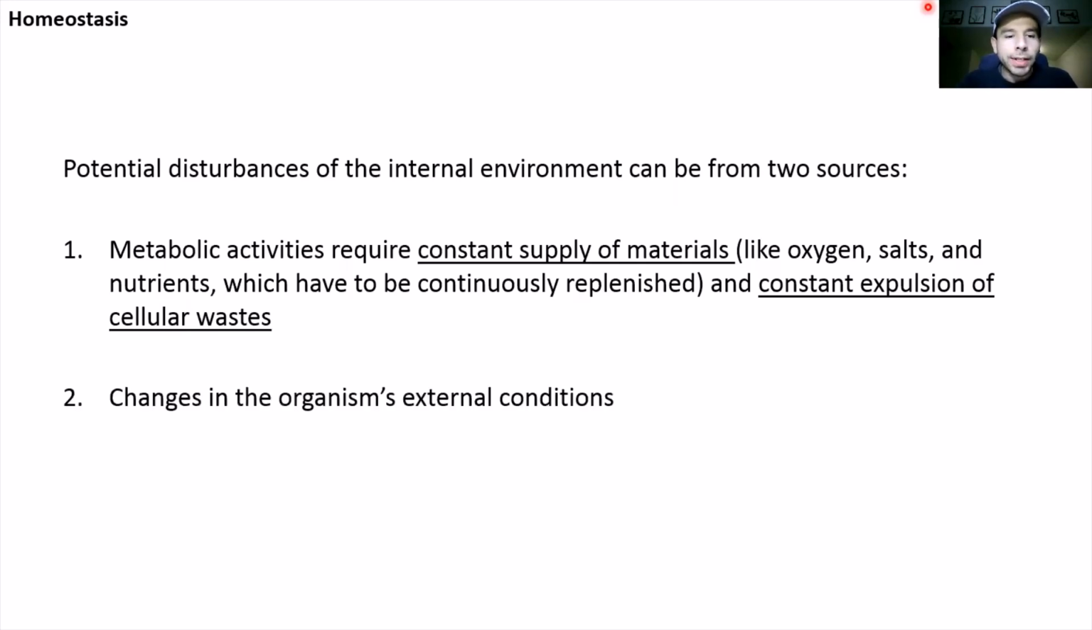Secondly, changes in the organism's external conditions. For example, if it gets too hot, or if it gets too cold, or if the pH changes. Or imagine a salmon going from the ocean into a freshwater stream, and so the salt concentration changes drastically. So basically, the things that can disturb the internal environment of an organism are things innate to the organism, right? This constant need for new materials and constant need to get rid of wastes, and things that are going on on the outside.